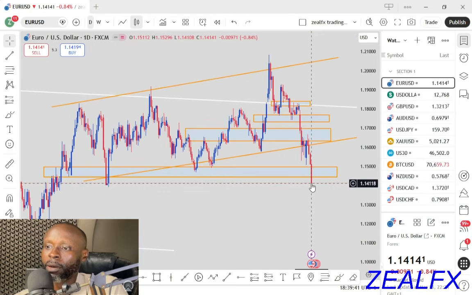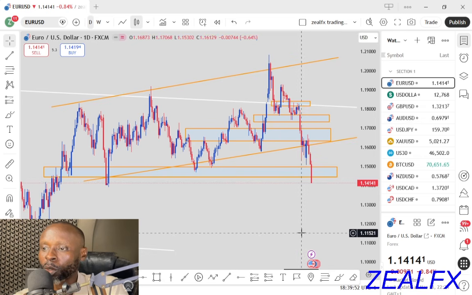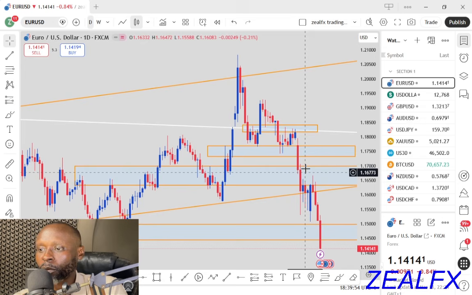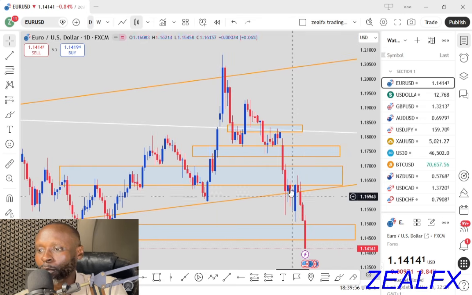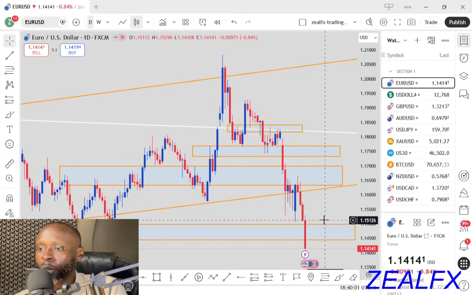So let's start our analysis with the Euro USD. Euro USD dropped last week. If you watched my previous weekly analysis, I said I expect price to retest this particular resistance zone, and you can see that price tested this zone and dropped from that particular zone to the downside.